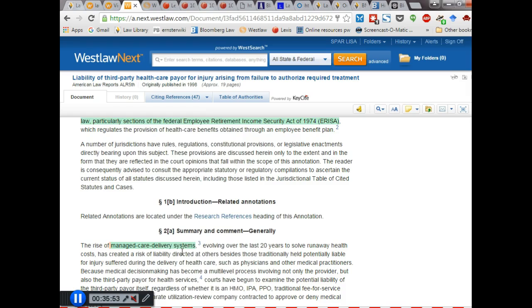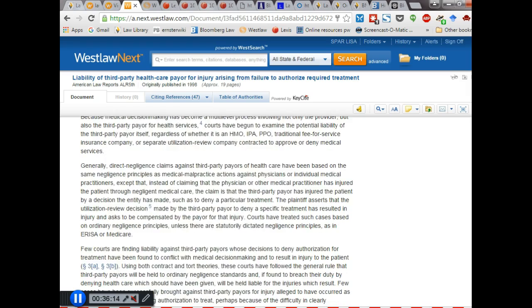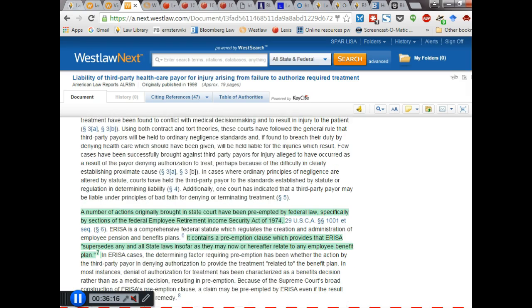So we were talking about HMOs, right? But it turns out HMOs are one type of managed care delivery system. So now I know at least that if I see a reference to managed care, oh, that's relevant to me. I should be reading this. I shouldn't be saying, oh, that's not me, that's somebody else. Okay. And again, you'd be reading through this. I'm just showing you the highlights.